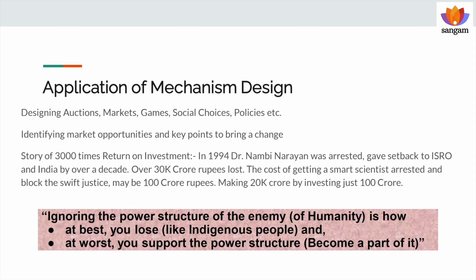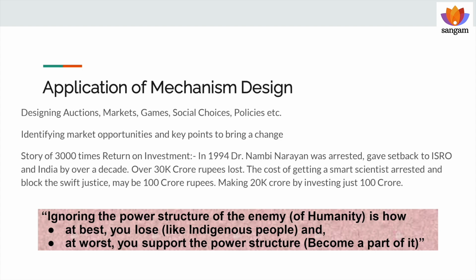And at worst, what will happen to you is that you will support the power structure. You will become a part of it. You will work for your enemy, and you will work against your own people. This is the outcome that we see in the majority of places where the native people have zero power.